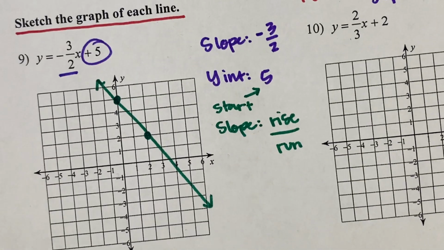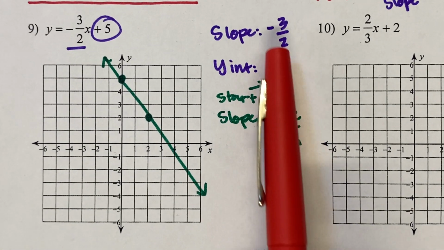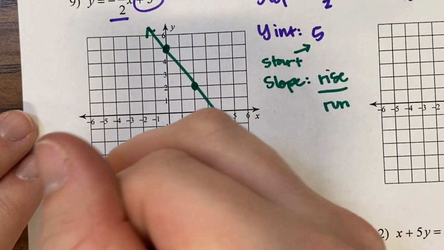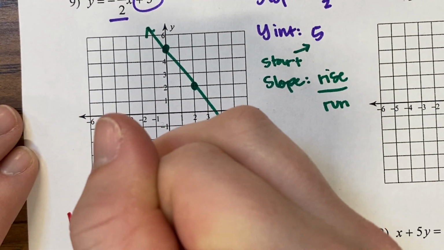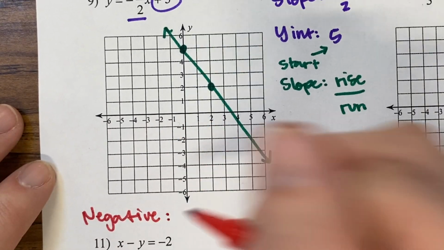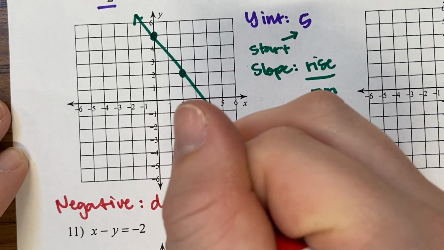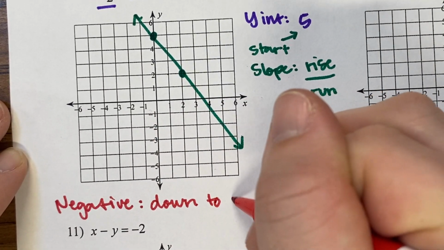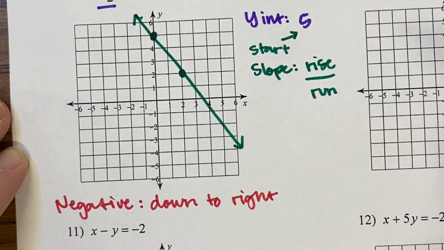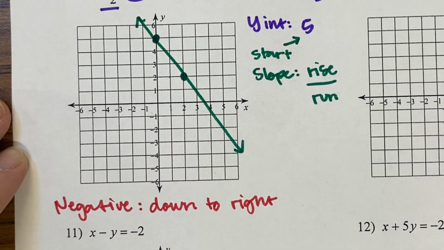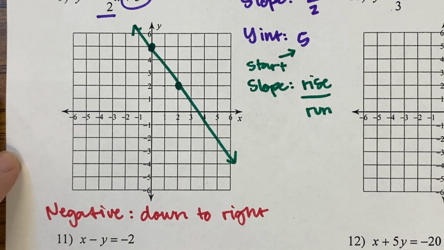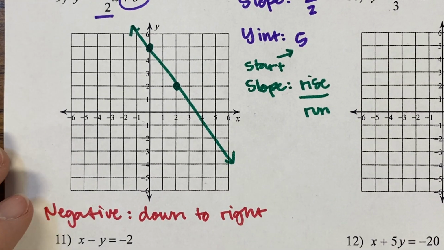But let's make a note on our paper. Our slope was negative. So remember that negative slopes go down to the right, which this guy is, right? This line is going down to the right. That's a good way to check and see if you graphed it correctly.